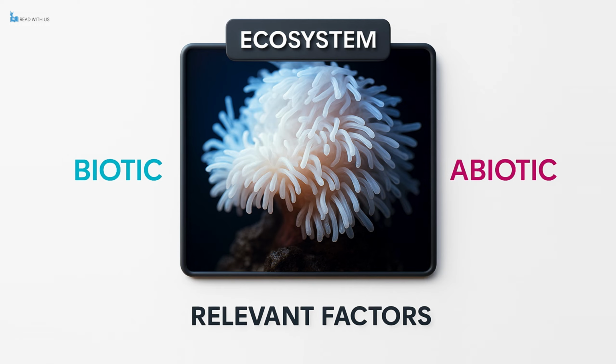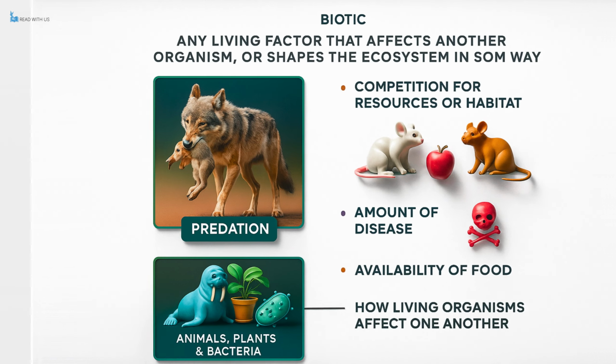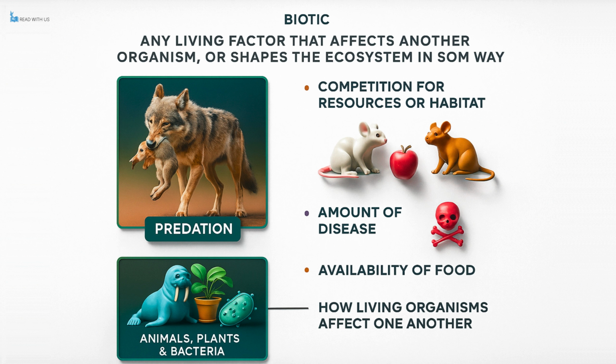In today's lesson, we're going to explore the two major types of environmental factors that influence ecosystems, biotic and abiotic factors. First, let us define what these terms mean and understand how they impact living organisms within an ecosystem. Biotic factors refer to any living component in the environment that has an effect on another living organism or that helps shape the ecosystem in some significant way.